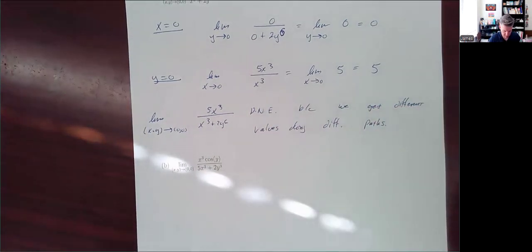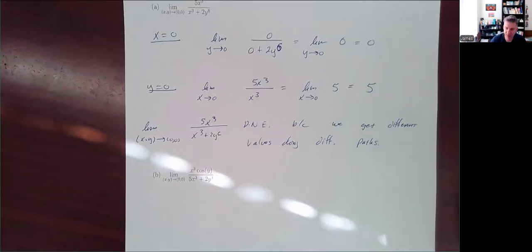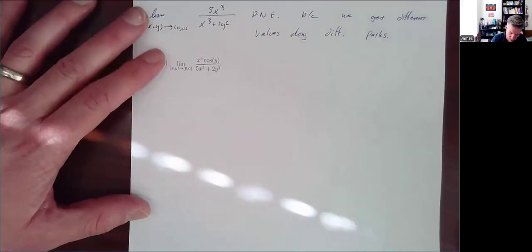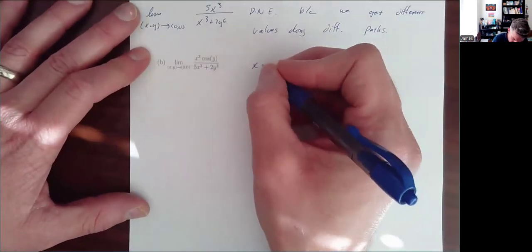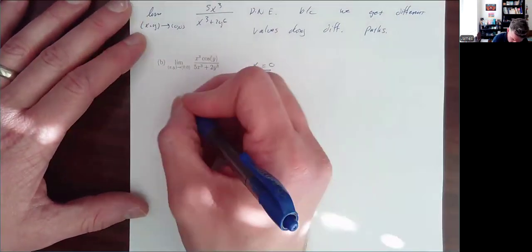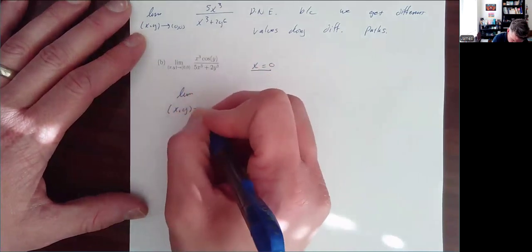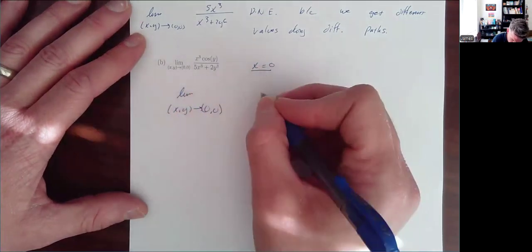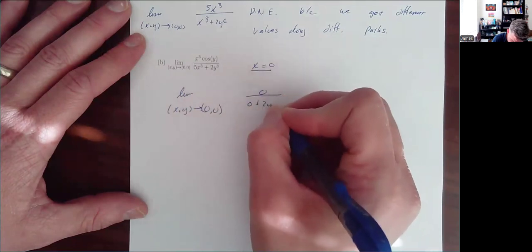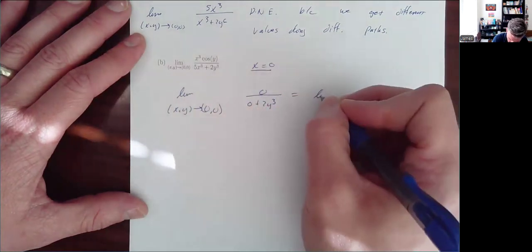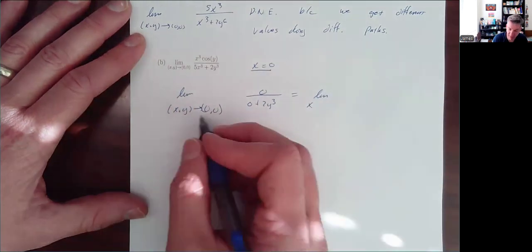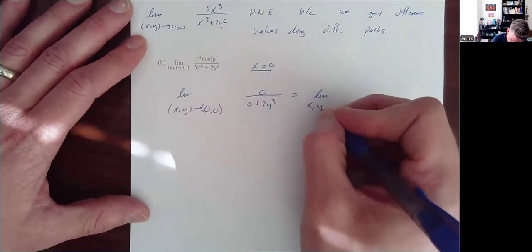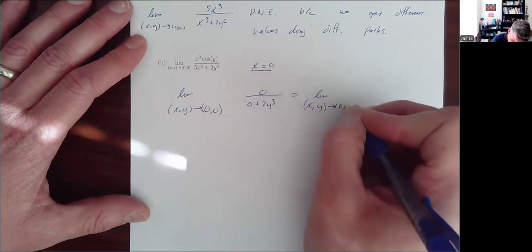Cool. I think I happened to pick examples where picking y equals 0 and x equals 0 works for both of them to show it doesn't exist. That wasn't really intentional. Oh well. But here, if we pick x equal to 0, we get the limit as (x, y) approaches (0, 0) of 0 over 0 plus 2y cubed, which again is the limit of 0, which is 0. And I did kind of what I didn't mean to do here. Oh well, sometimes I write the wrong thing.